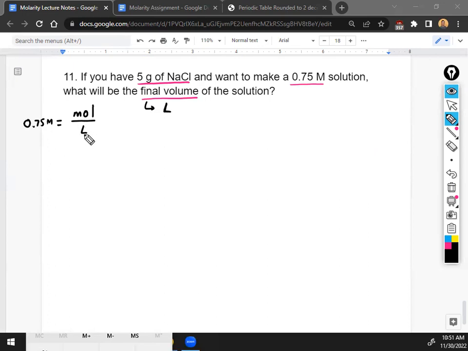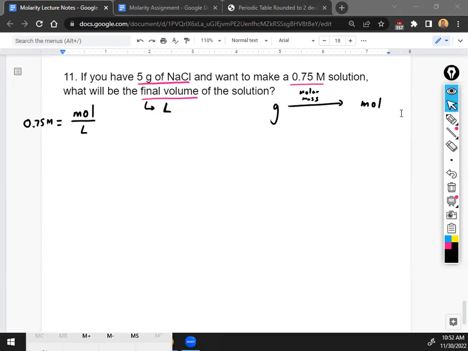Now, if we're looking for liters, that means we need to find moles right here, right? But the problem is, if you look at the problem, we don't have moles, we have grams, right? And so if you remember in the problem we just did, how do we go from grams to moles? Yeah, exactly, molar mass. So we want to do the same thing that we just did in the previous problem. We just have a different chemical right here.